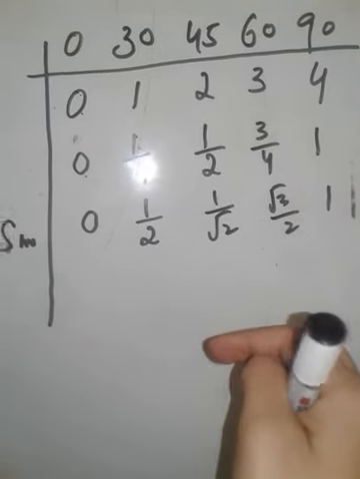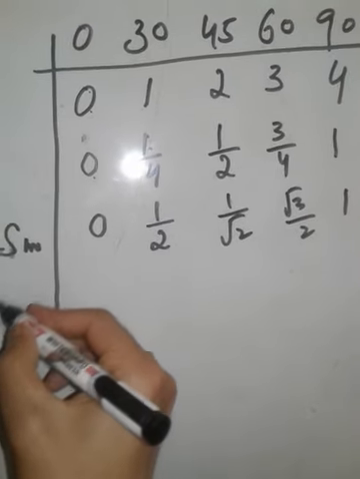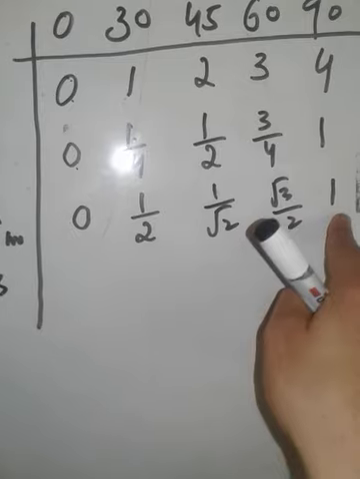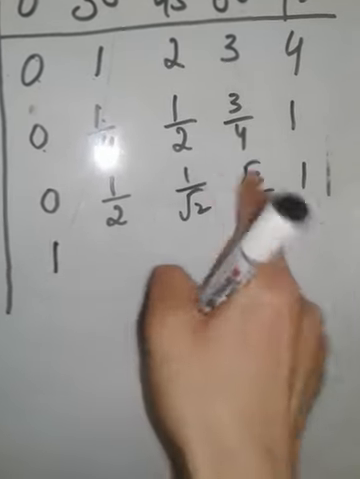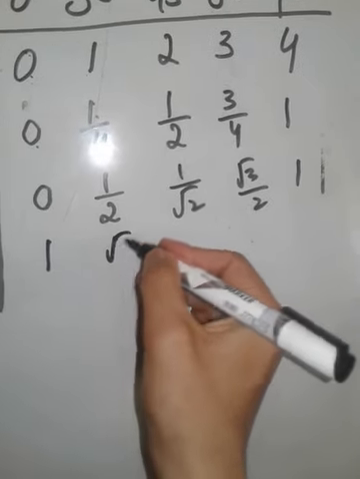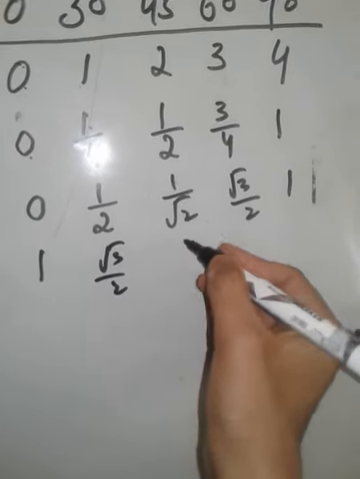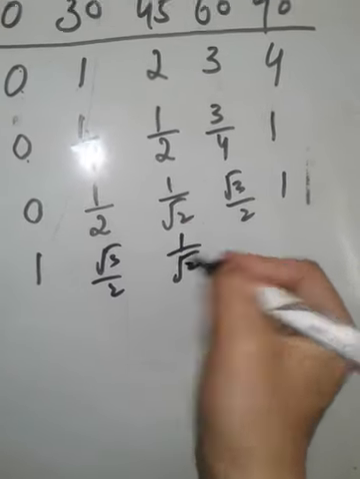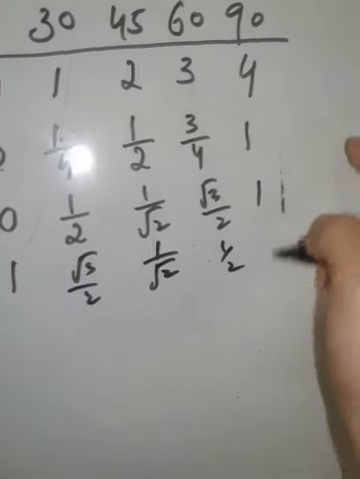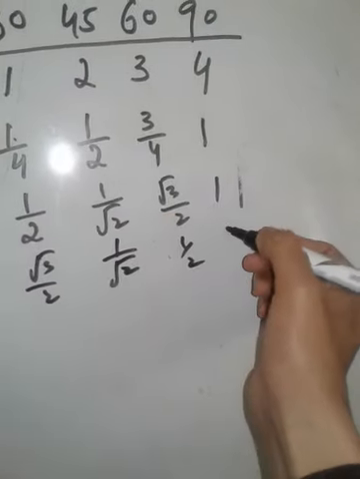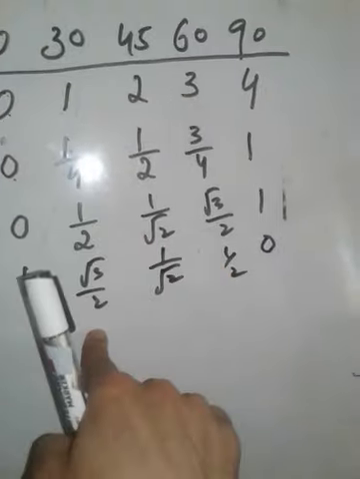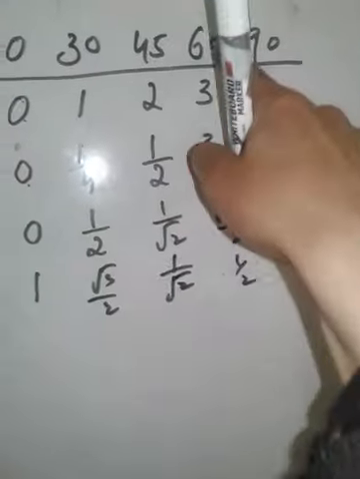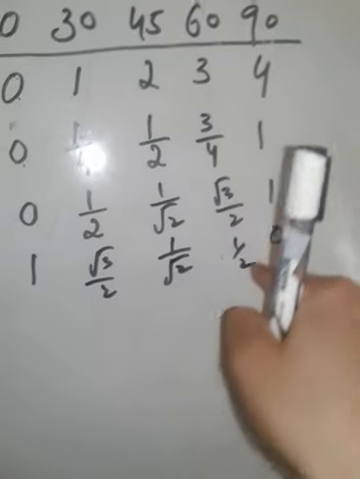Now to find cos, what you have to do is just write these numbers in reverse order. Put this 1 here, root 3 by 2 here, 1 by root 2 will retain its position, and 1 by 2 here, and this 0 here. So this is your cos. Cos 0 is 1, cos 30 is root 3 by 2, cos 45 is 1 by root 2, cos 60 is 1 by 2, cos 90 is 0.